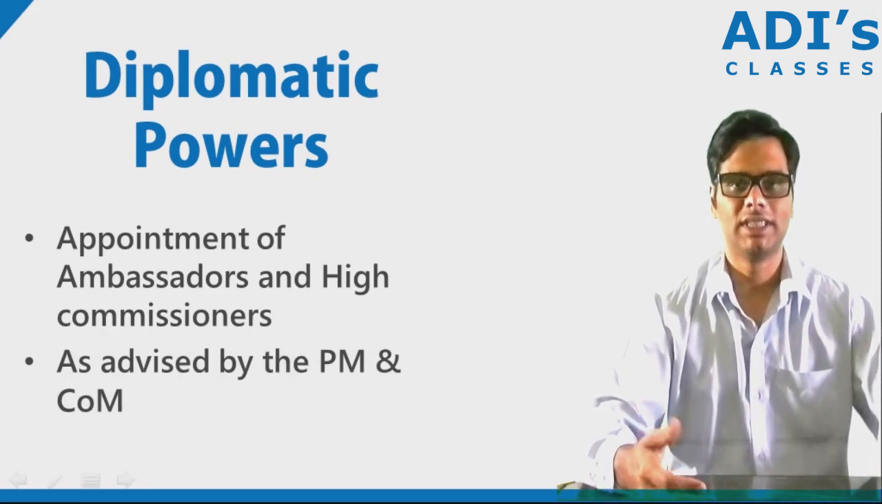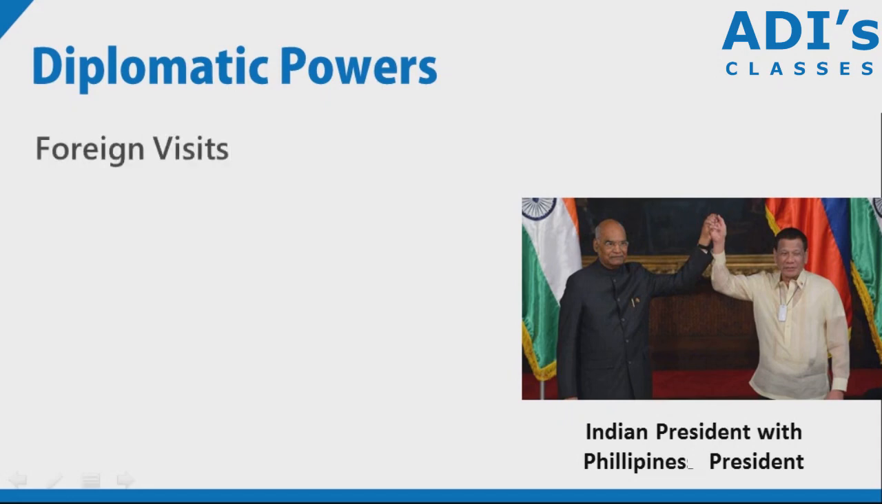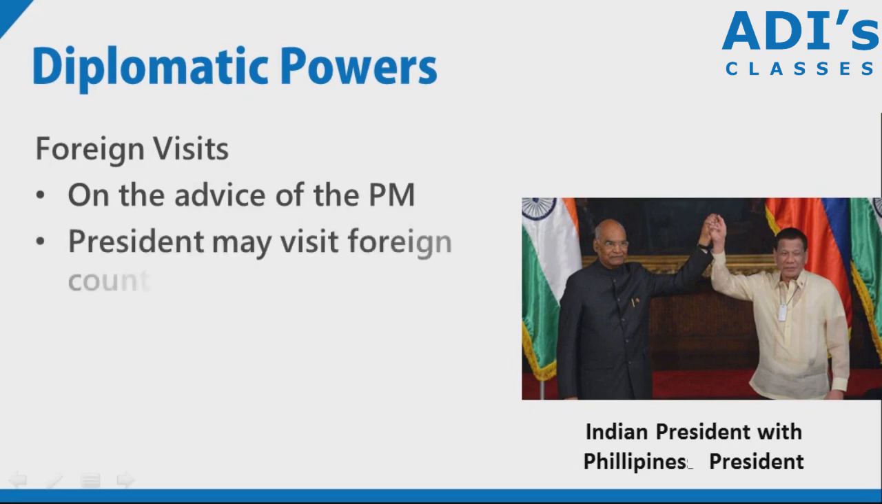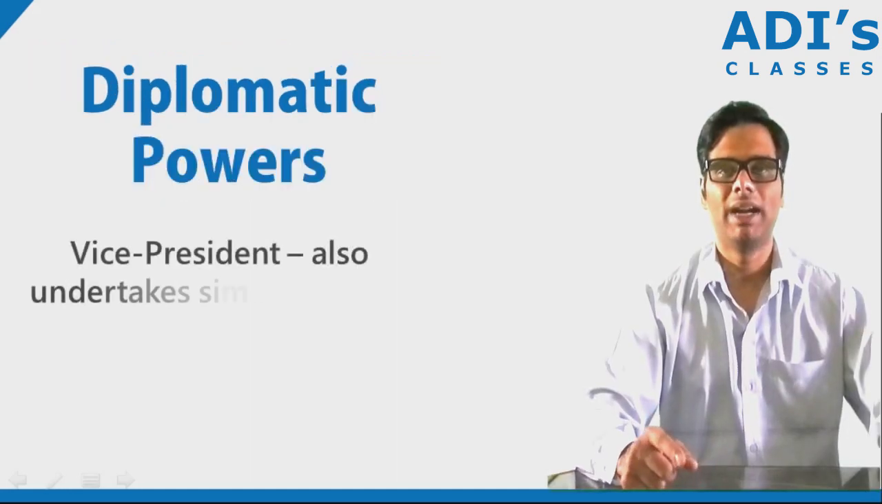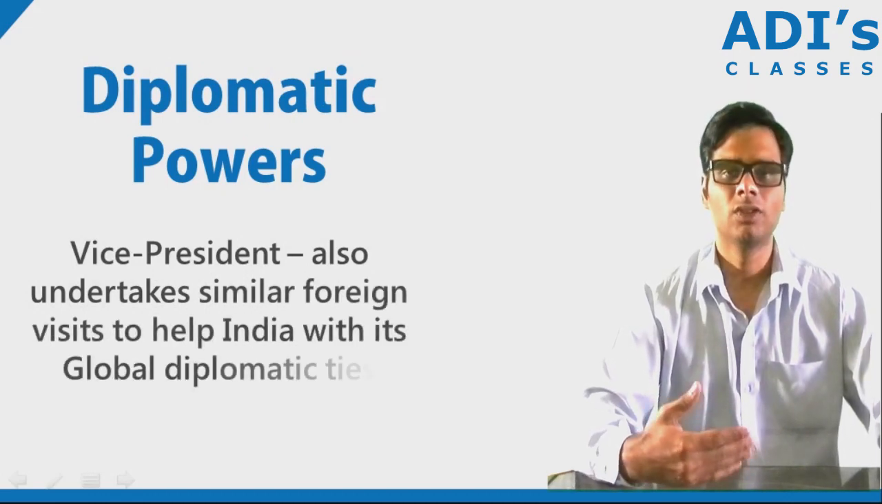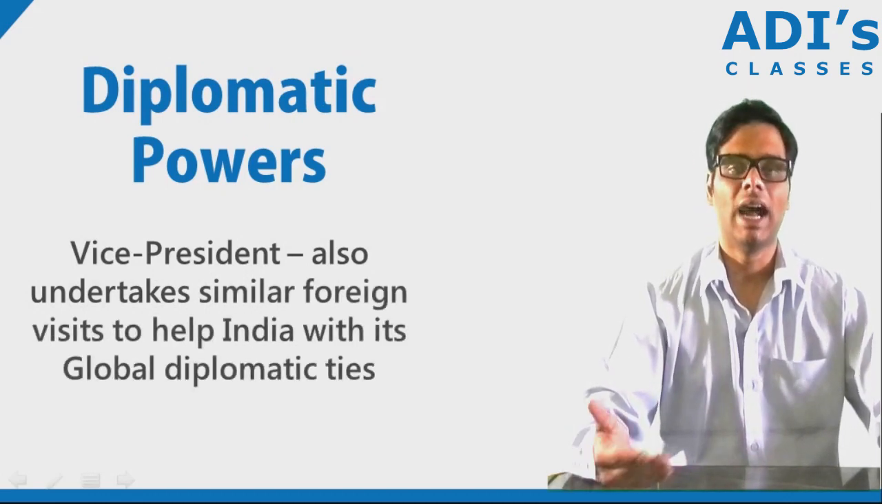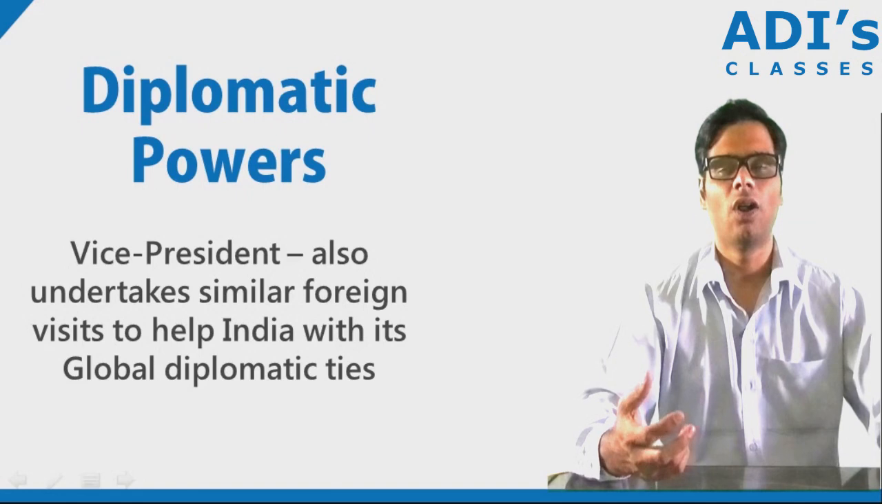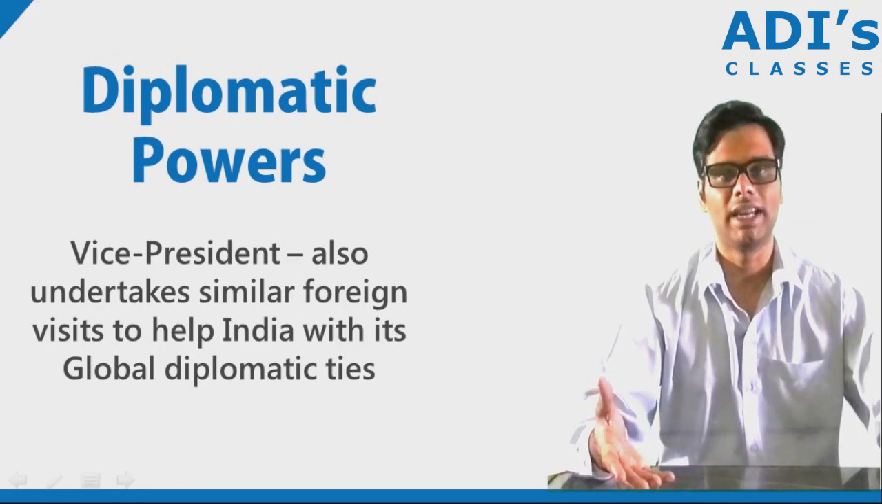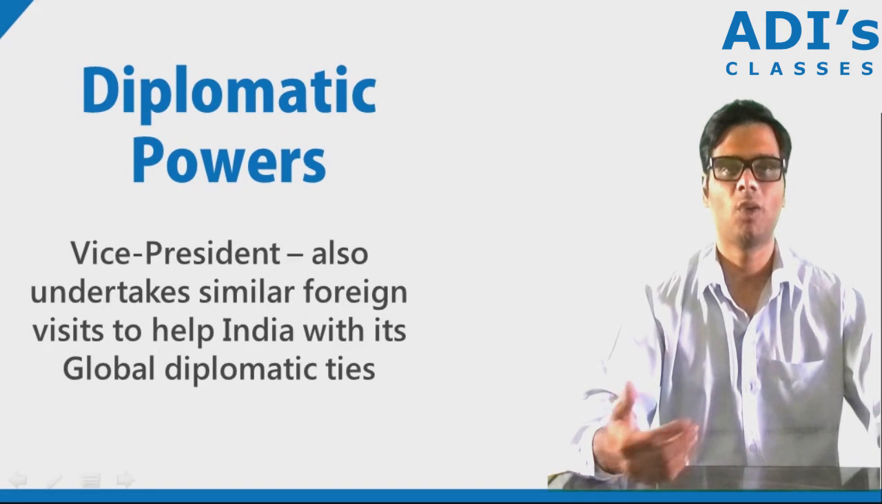The third point, foreign visits. On the advice of the Prime Minister, the president may visit foreign countries in his capacity as the head of the state. He is a powerful figurehead and he can be used as an important symbol in global politics. The Vice President also undertakes similar foreign visits to help India with its global diplomatic ties. So the President can travel to other countries on the advice of the Prime Minister. He is a very powerful figurehead of India because he is the head of the state and he can help with India's geopolitics as well.